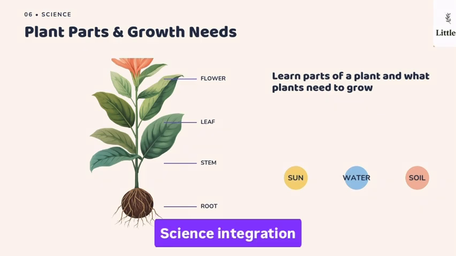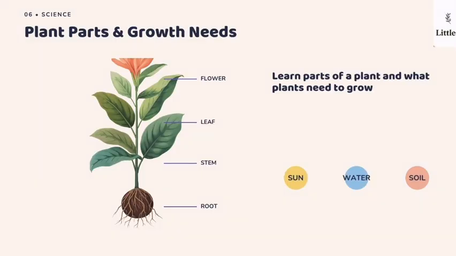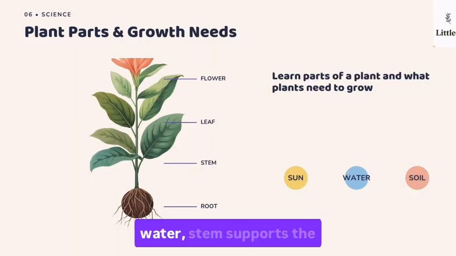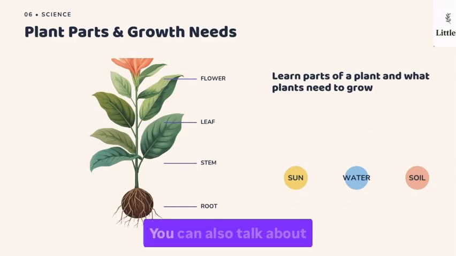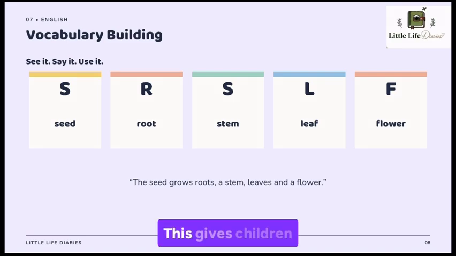Science integration. In science, children can learn the basic parts of plants: root, stem, leaf, and flower. You can explain that roots help the plant absorb water. Stems support the plant. Leaves help the plant make food. And flowers help the plant reproduce. You can also talk about what plants need to grow, such as water, sunlight, air, and soil. This gives children simple scientific understanding through real examples.